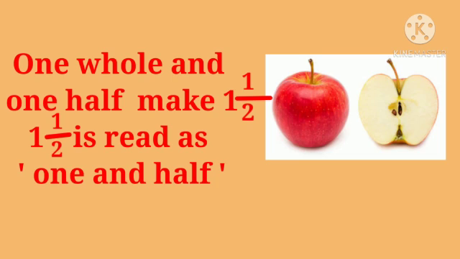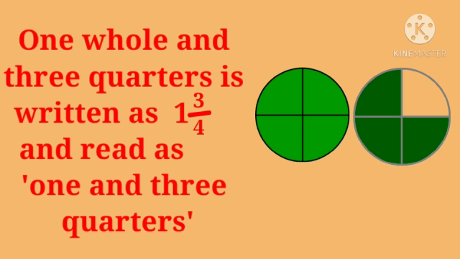Here in the picture you can see one whole and one half of apple. So 1 whole and 1 half make 1 and half. It is read as 1 and a half. Here in this picture you can see 1 whole and 3 quarters, which is written as 1 and 3/4 and read as 1 and 3 quarters.